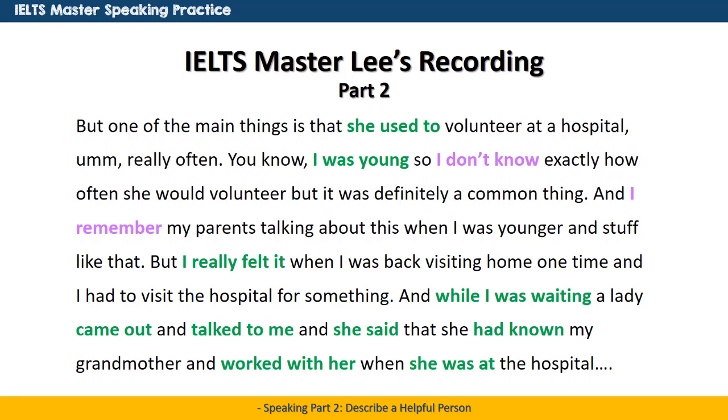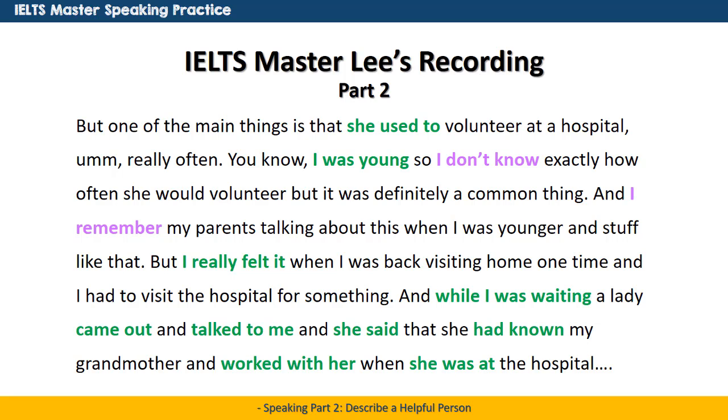And she said that she had known. This is had known. This is past perfect. Why do we use had known? Because we're in the past and we want to jump back even further in the past. So right now we're in the hospital and I was waiting. While I was waiting, a lady came out and talked to me. She said that she had known my grandmother. So before I was in the hospital, maybe years before, she knew my grandmother. I want to make that clear to the listener, so I use had known.